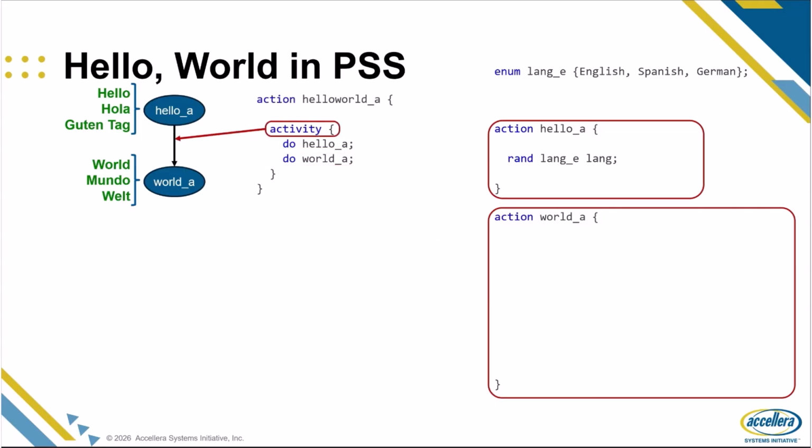We put these together in what we call an activity, which is the schedule of these behaviors. So we're going to do the hello first and then the world. So we're not going to say world hello, we're going to say hello world. We have the additional requirement that the languages between these 2 actions must match.